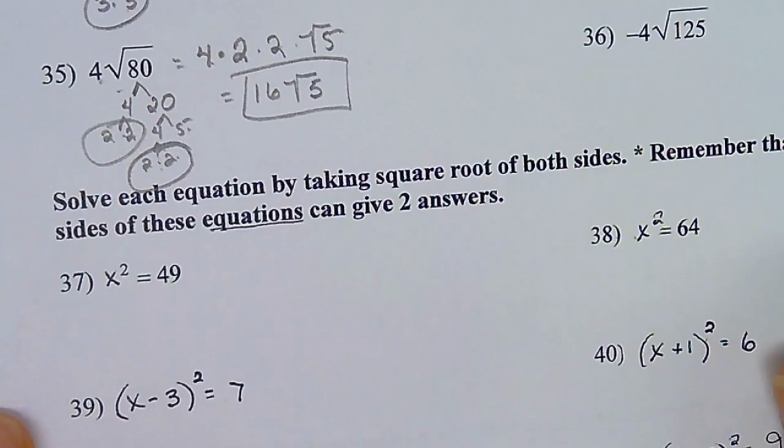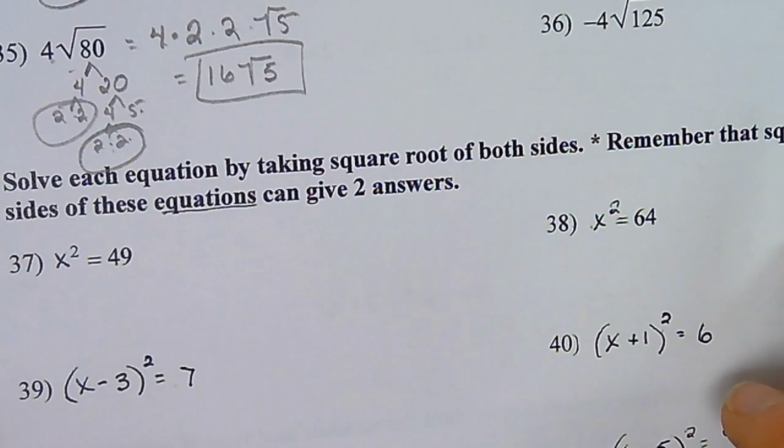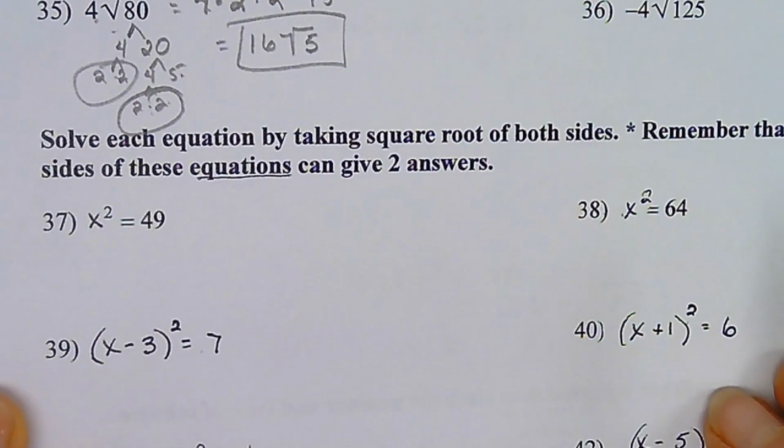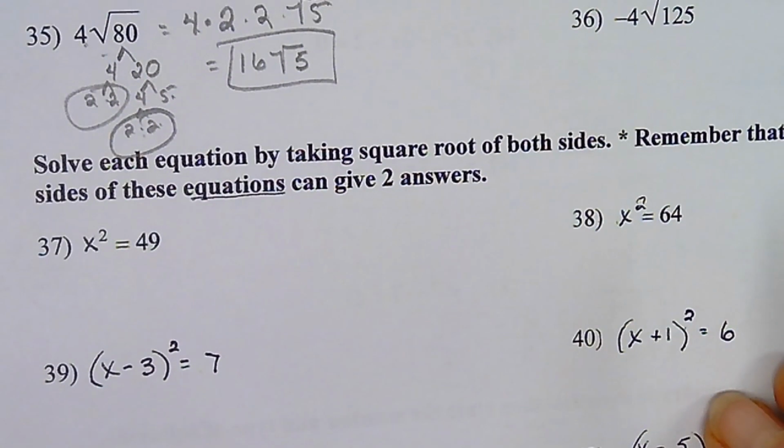The last section is solving each equation by taking the square root of both sides. These are square root equations. So when we take the square root of both sides, we're going to have to put plus or minus on the right-hand side. So number 37.